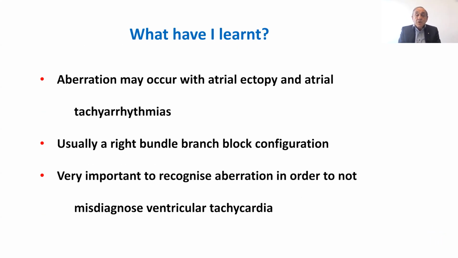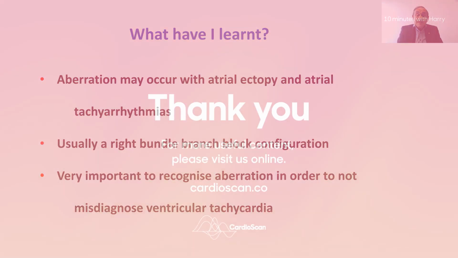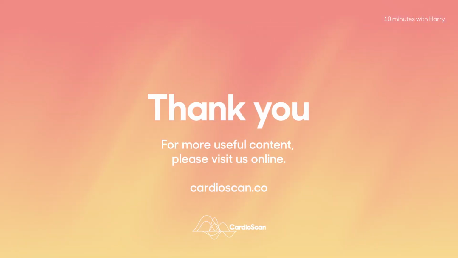So what have I learned? Aberration may occur with atrial ectopy and atrial tachyarrhythmias. It's usually a right bundle branch block configuration. And it's very important to recognize aberration in order to not misdiagnose ventricular tachycardia. Thank you.